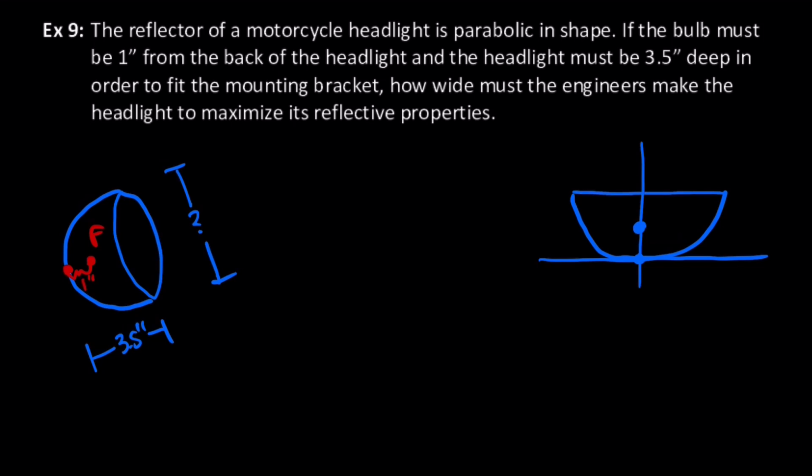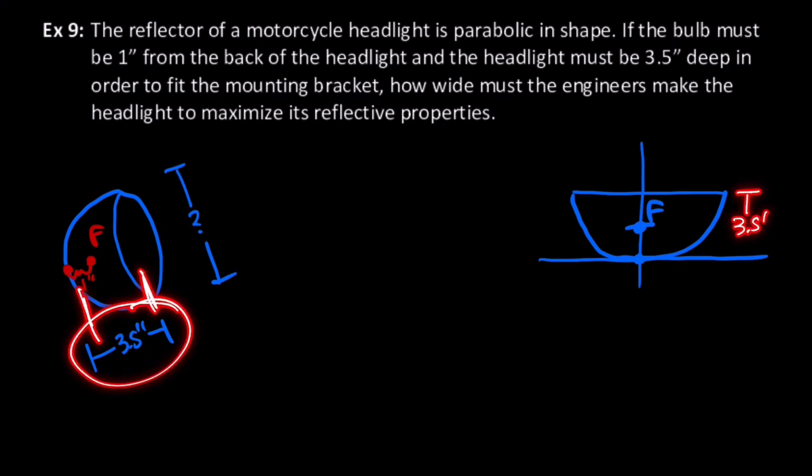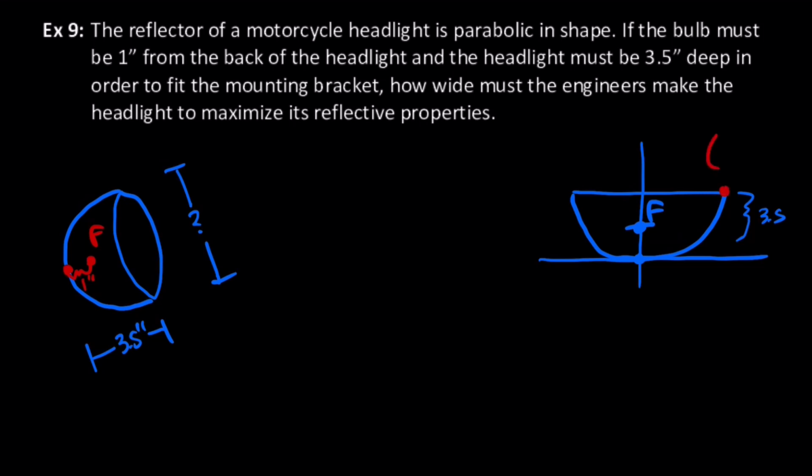I know the focus right here is 1 unit away. I also recognize this as 3.5 inches deep. Well, that's this part here. That's 3.5 inches. That means this point here, this coordinate xy, has a y value of 3.5. I'm looking for x because I want to find how wide this is. In order to find how wide that is, I need to find this x coordinate and then just double it. And that's going to be the width of the headlight.